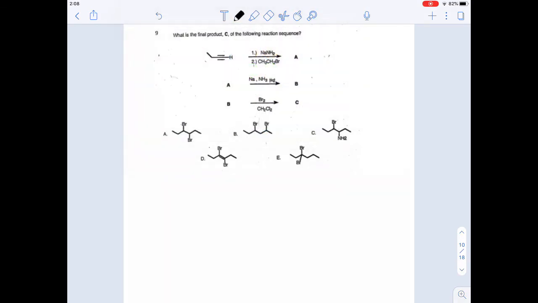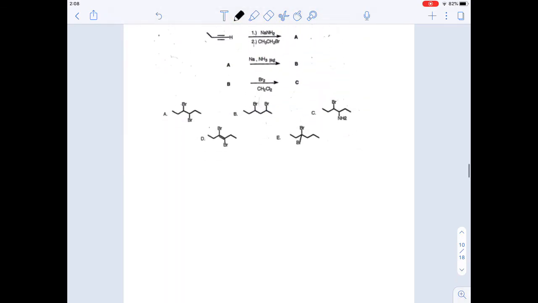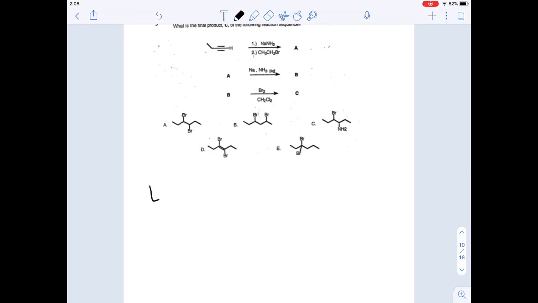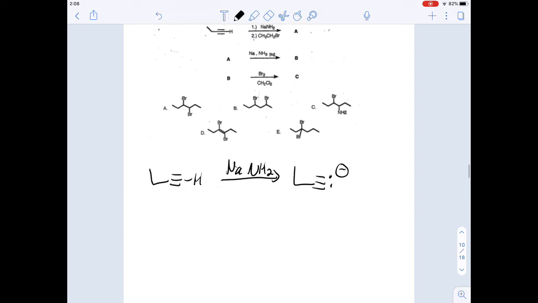So the best thing to do is to just go through these reactions one by one. So you have your alkyne, and then you treat it with NaNH2, which deprotonates it and makes your alkynyl anion. And as you guys know, this is a really, really good attacking group. So let's just keep it going.